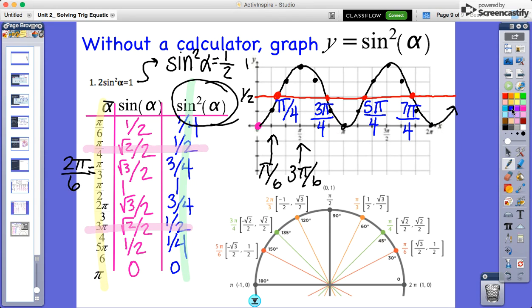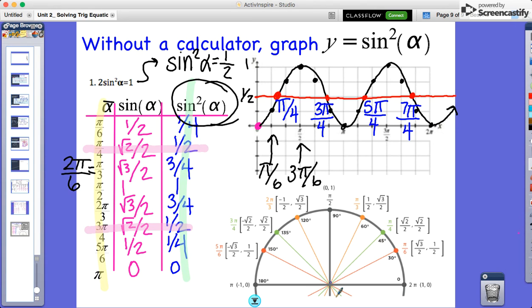So after I pass 3 pi over 4 and get to pi, the next time I get to a pi over 4 answer is 5 pi over 4, based on the fact that these are equally spaced. So we have officially graphed to match our solutions of pi over 4, 3 pi over 4, 5 pi over 4, and 7 pi over 4.